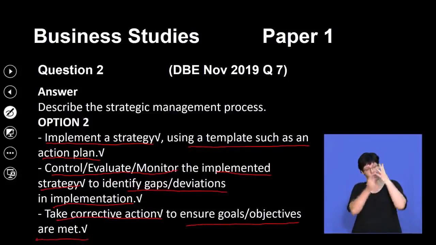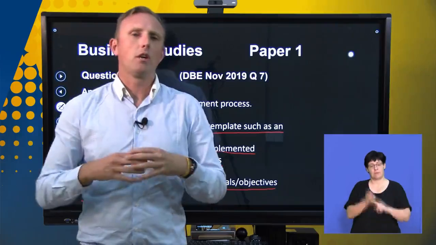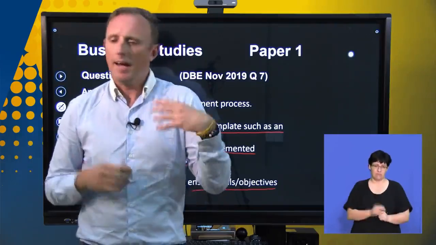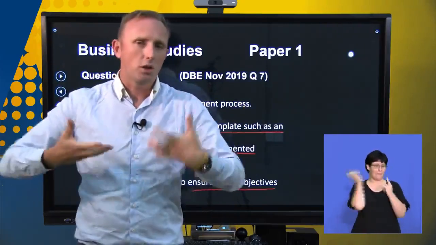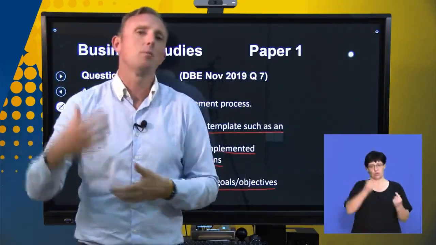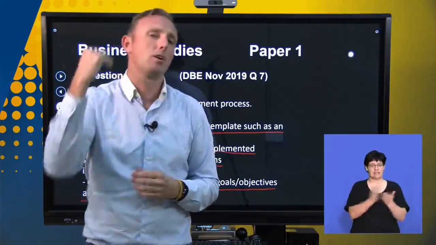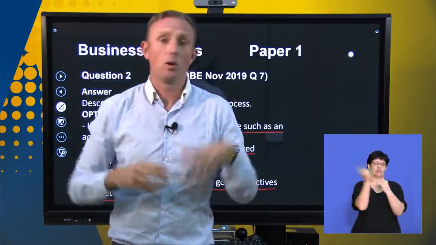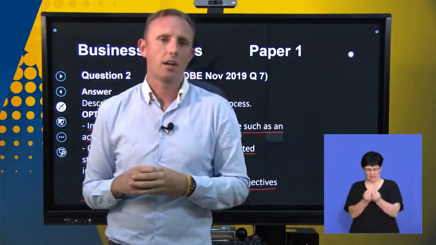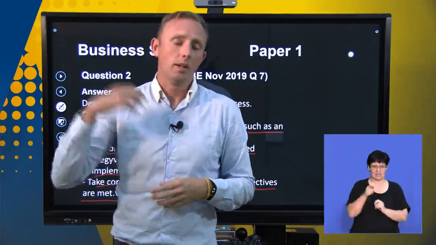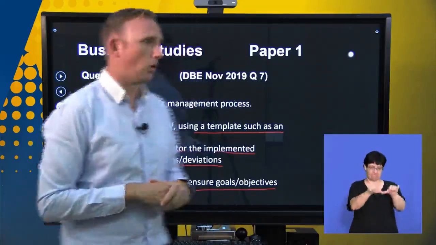objectives are met. All right, so if you think of a football team, the strikers aren't getting the goals up front. So what would the coach do? He'd take corrective action. He might take off some of those strikers and put on other strikers so that they can go out there and score some goals. It's the same thing with the business. If something's not working, you have to take that corrective action to make sure that you can achieve your goals.